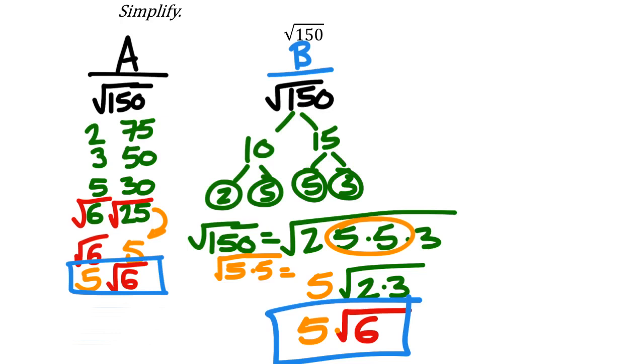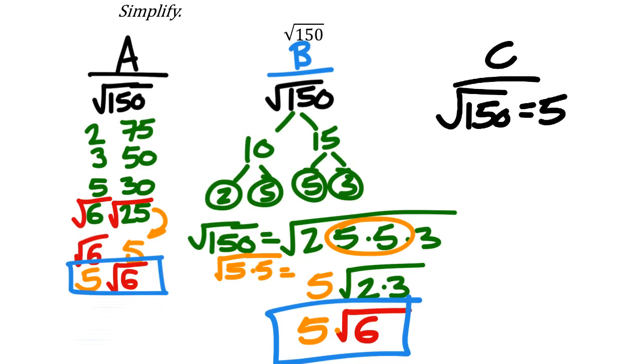Now, I didn't say we were going to go over method C, but I do like it enough that I want to, because it's my favorite method. Square root of 150. So I just type it into my calculator. Bam, it pulls out 5 times the square root of 6. Square root of 150 equals 5 times the square root of 6. So, for me, that's a good way to confirm it, but it's also a good method unto itself.